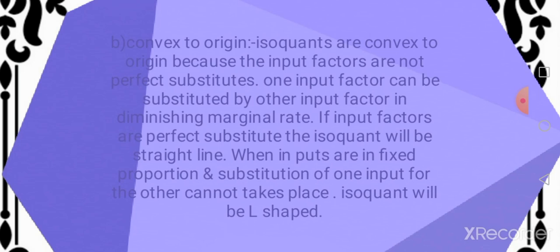If input factors are perfect substitutes, the isoquant will be a straight line. When inputs are in fixed proportion and substitution of one input for the other cannot take place, the isoquant will be L-shaped. So one feature of the isoquant is that it is convex because there are no perfect substitutes. Two input factors like capital and labor are not perfect substitutes.